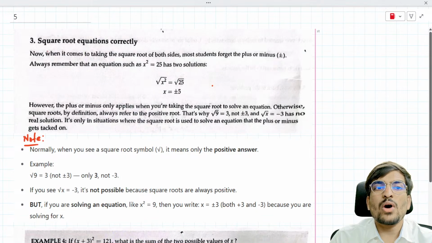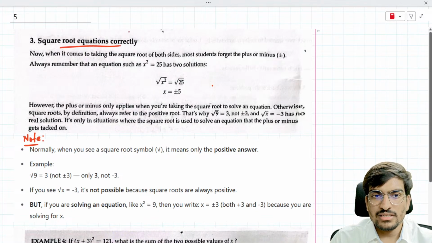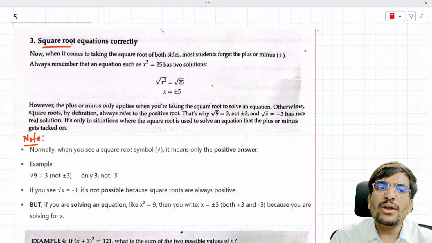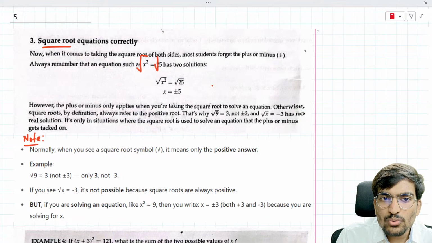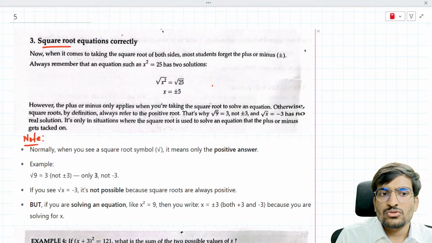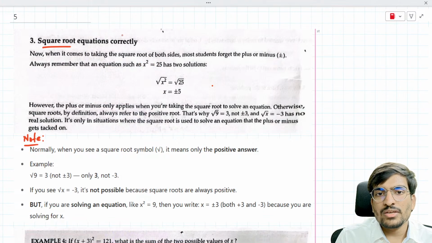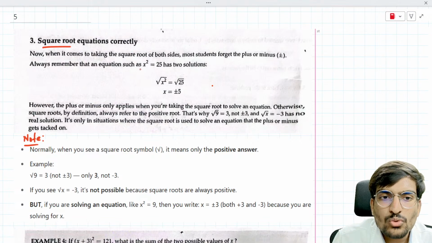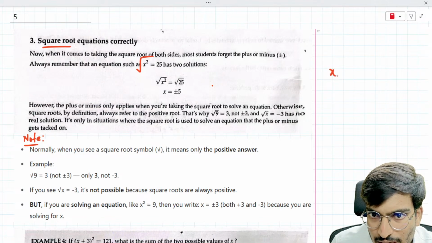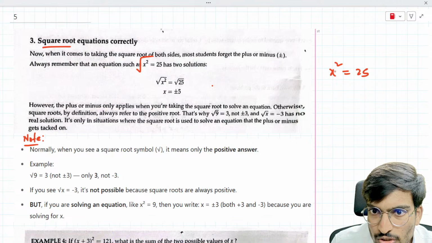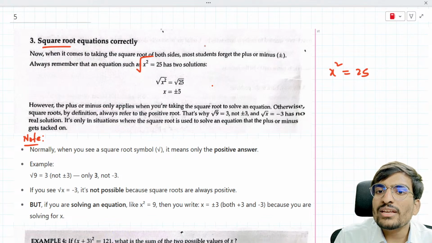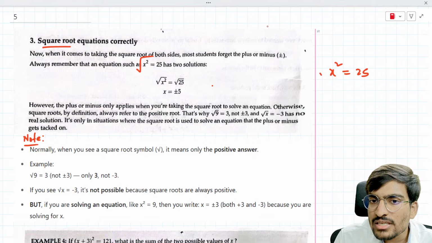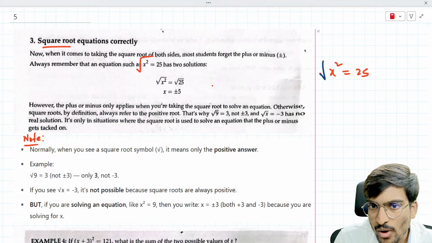So here, square root equations. So when do you use square root on both sides? Whenever you have an x square term in the question, you will take square root on both sides. This is the main thing when we do. Let's say x square equals 25, you want only x, you don't want x square. How can we eliminate that square? We just apply square root on both sides.